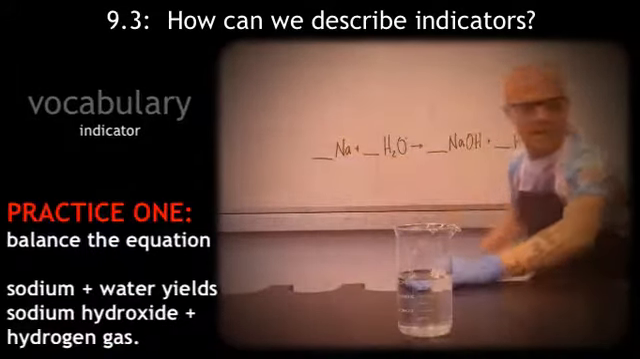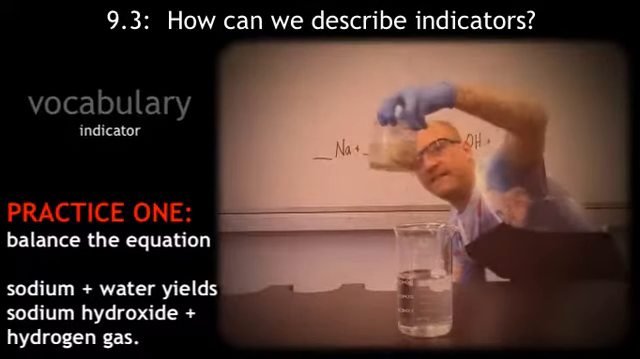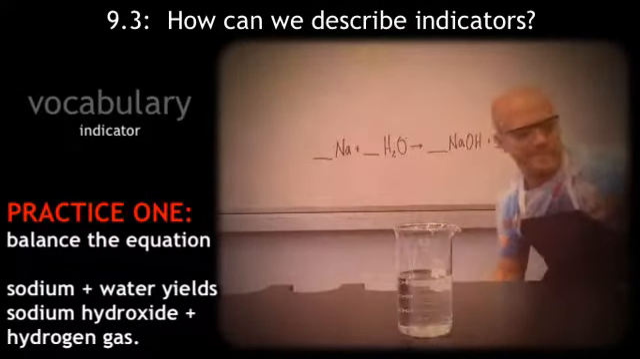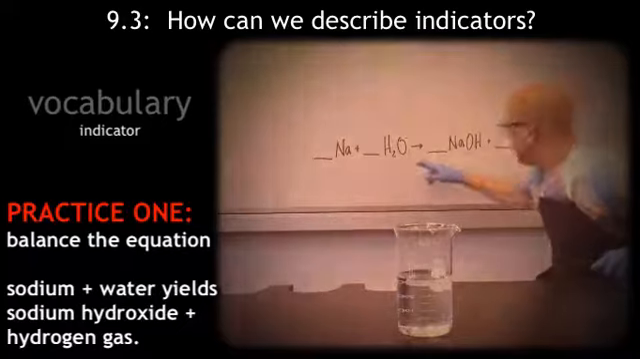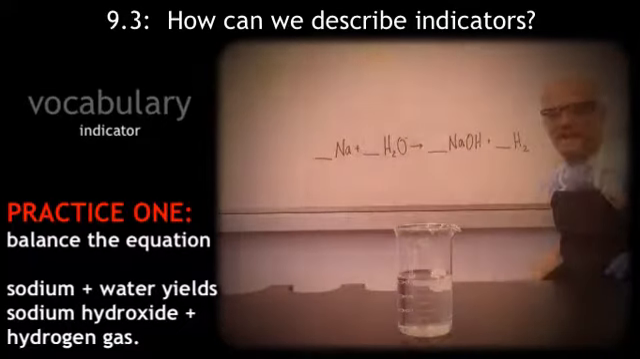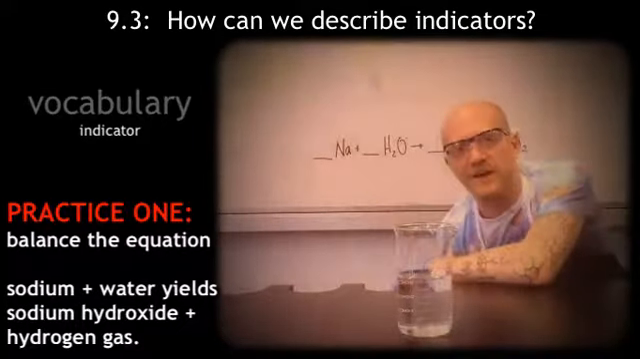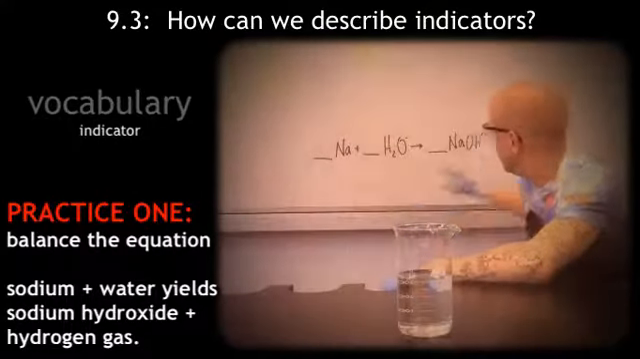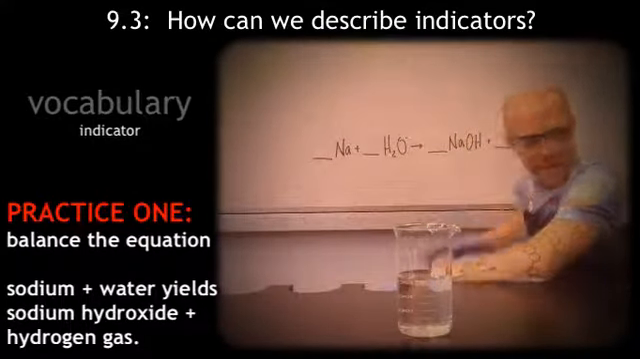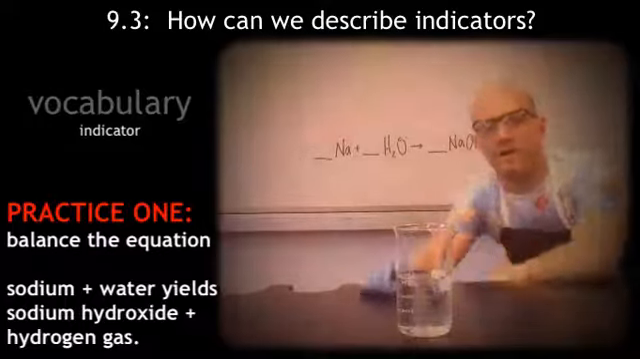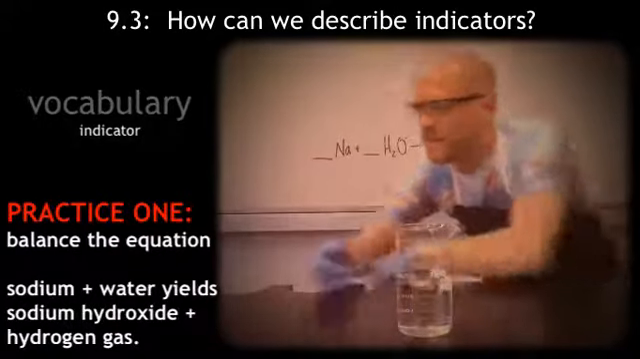But we're going to start with sodium. Remember, we've used this in class before. You're going to see it blow up. We're going to add it to water, and you're going to get sodium hydroxide. Remember, sodium hydroxide is an Arrhenius base because it has OH as the only negative ion. So by adding the sodium to the water, I should get a base.